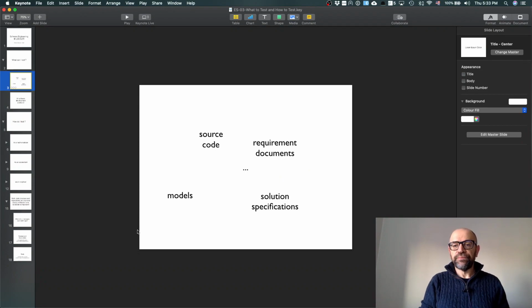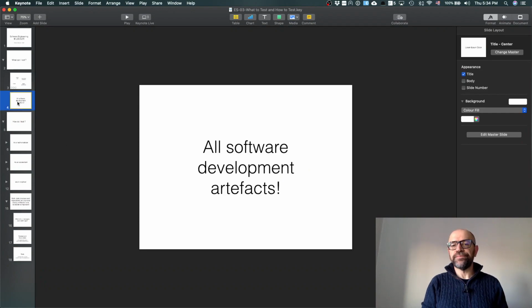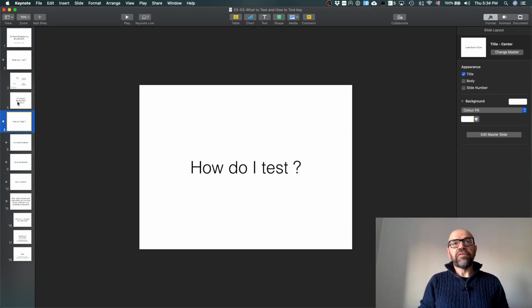So basically, during software development, we use several techniques, either human-based or tool-based, to verify properties in your artifacts. And all types of artifacts are possible, not only the code and not only the execution. Okay, so that's the answer to the first question. For the second question, how do I test?